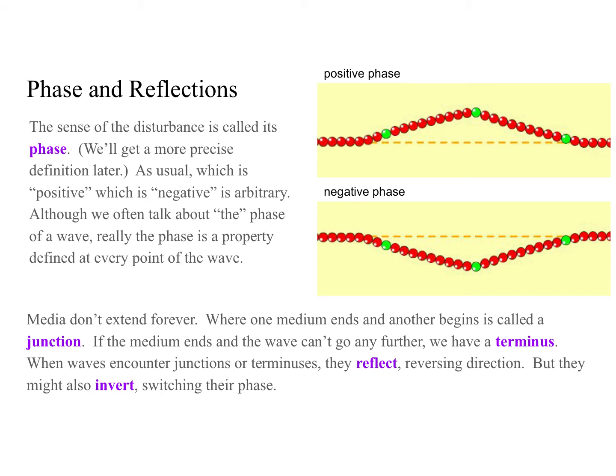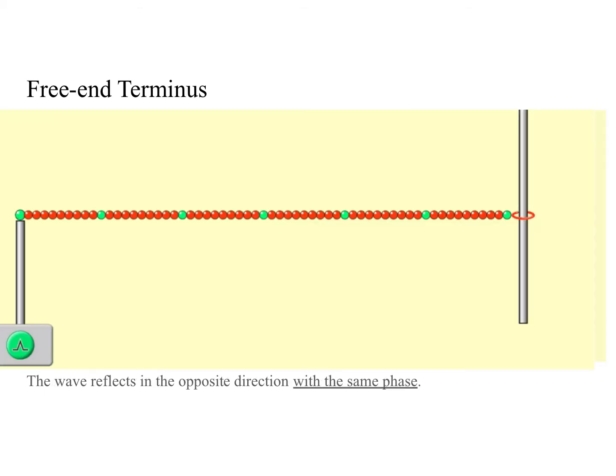The sense of the disturbance is called its phase. We'll get a more direct and precise definition later. As usual, which is considered positive and which is considered negative is arbitrary. Although we often talk about the phase of a wave, really the phase is a property defined at every point of the wave. Media don't extend forever. When one medium ends, another begins; that is called a junction. If the medium ends and the waves can't go any further, we have a terminus. When waves encounter junctions or terminuses, they reflect, reversing direction, but they may also invert, switching their phase.